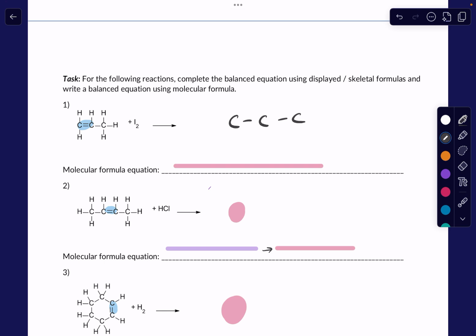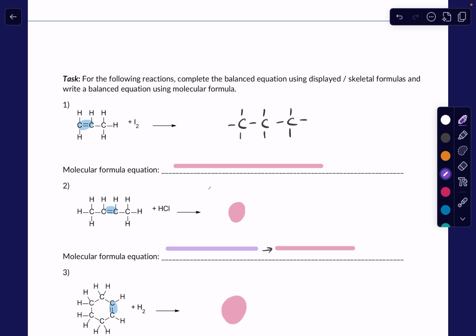And I'm going to do displayed so you can see it a little bit more clearly. I'm going to draw all my bonds around that carbon. Remember that double bond has now been broken because it's an addition reaction. And if you're interested in the theory of what actually happened, I can show you that in class. But for now, for the videos, I just want to give you guys the straightforward answer. Double bond's broken.